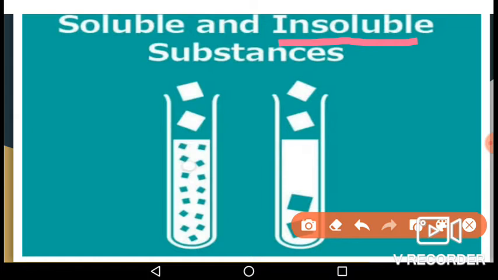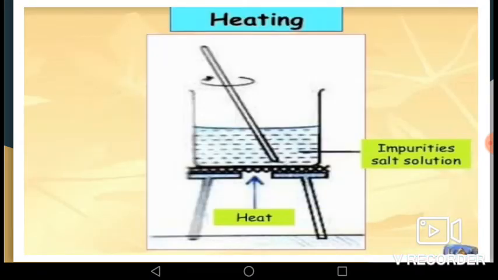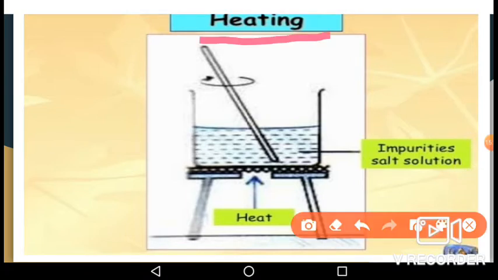are insoluble in water. There are many ways in which we can separate substances from a solution. Soluble substances can be separated by heating the solution. For example, salt can be separated from the salt solution by heating the salt solution. Water evaporates on heating and the salt particles are left behind.